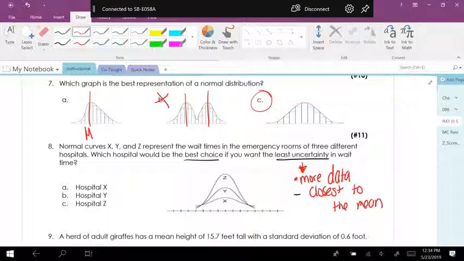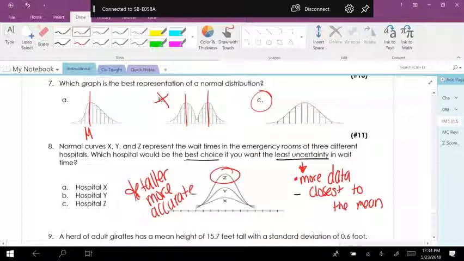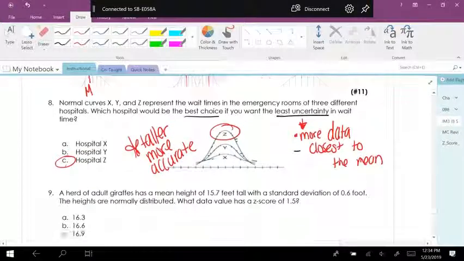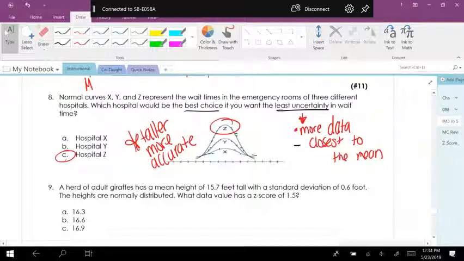What'd you say? It's Z. The taller your graph, the more accurate, which gives you the least uncertainty. So Z would be my answer. Think about that. If I put some dots on this graph, dot, dot, dot, there are more dots closer to Z, the average, than X and Y. Look how far apart X is. They're further away. That one, I'm telling you, is very close.